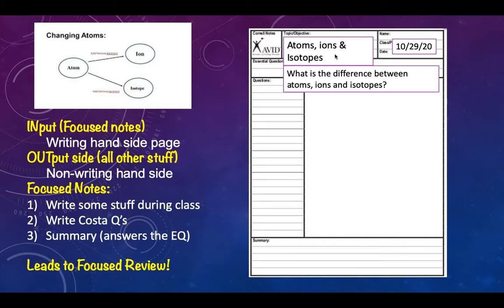So, as we continue to understand more about particles so that we can understand some of the big idea things in space, we're going to answer the question, what is the difference between atoms, ions, and isotopes?